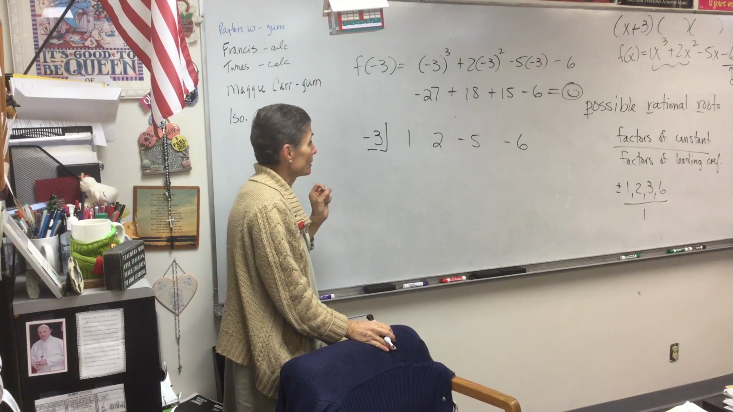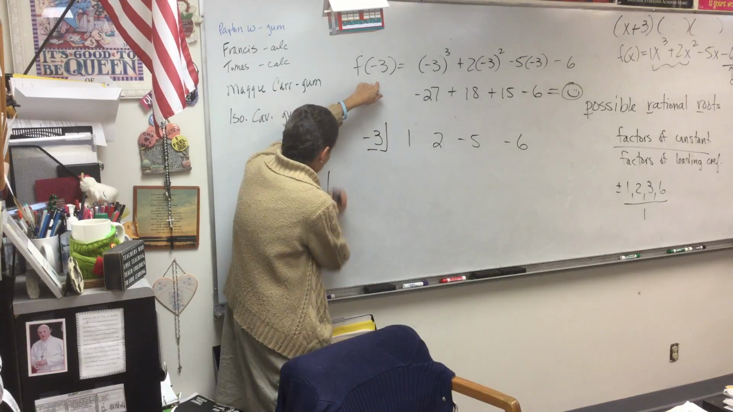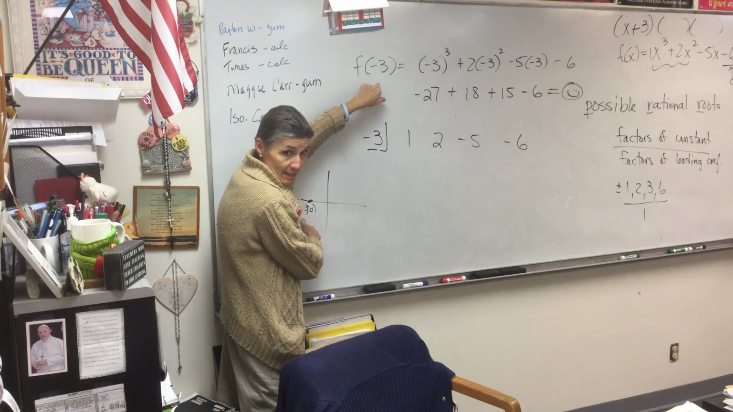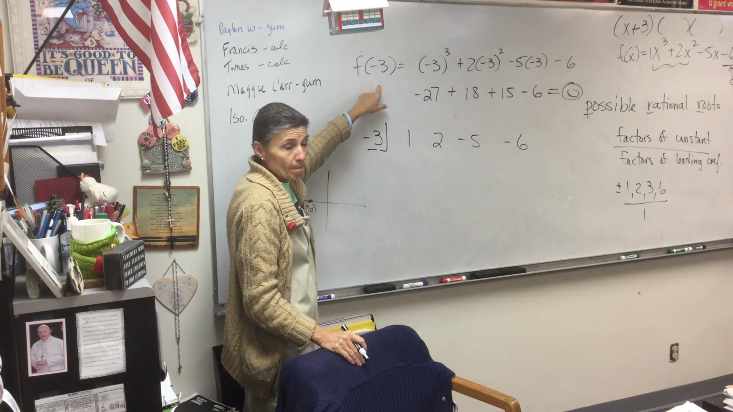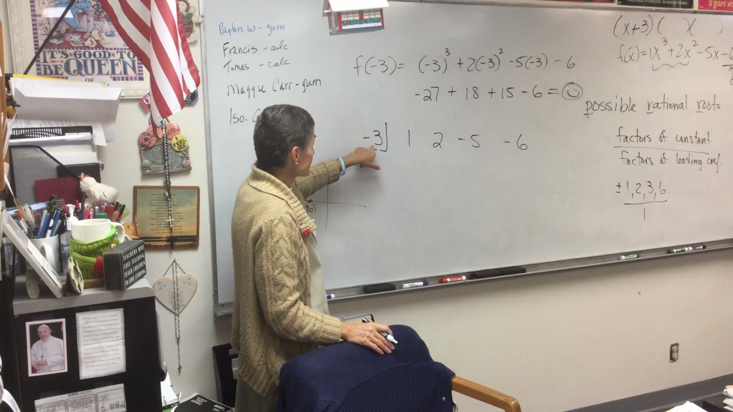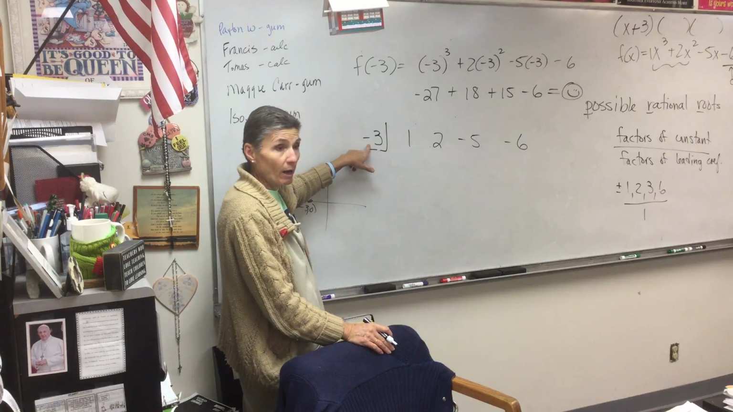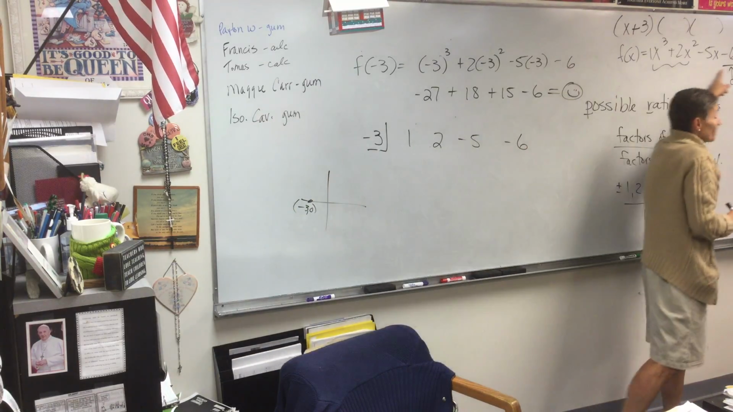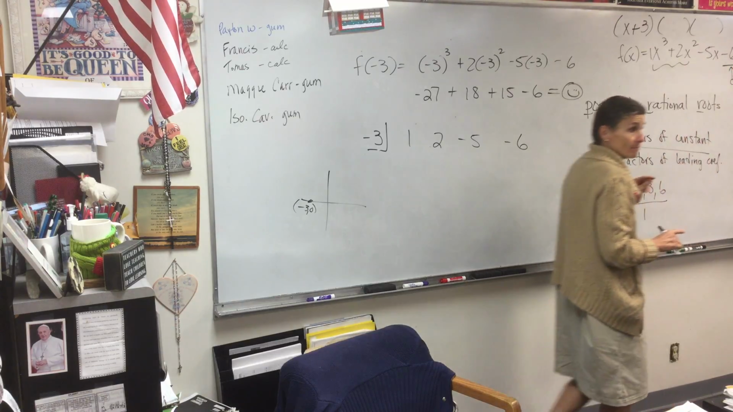How'd you get the x plus 3 again? This number is a 0. That means on my graph, I'm going to have a dot at -3. If the dot's at -3, then the factor was x plus 3. So this -3, whatever number gave you 0, put in the box. These are the coefficients from the problem: 1, 2, negative 5, negative 6.